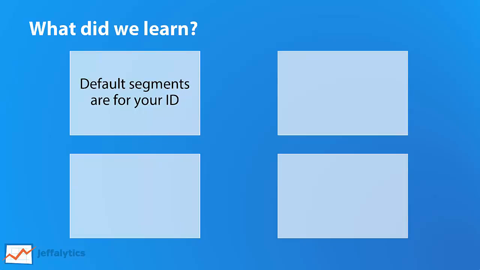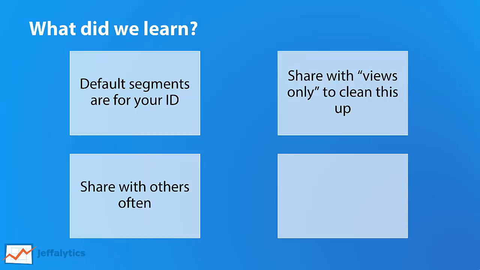So what did we learn from this? By default, all the segments we have are for our entire email address, every account we work in. And so you want to limit that if you want to not be overwhelmed when you log in, if you're using segmentation a lot. If you want to clean this up, then I recommend that you share it with the views only. Share with others early and often. That's how you really make analytics stick within your organization. And go ahead and periodically clean things up every 3 to 6 months, and that way you aren't overwhelmed when you're looking to apply segmentation.